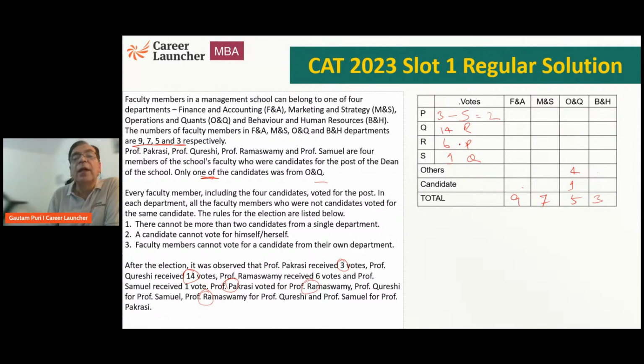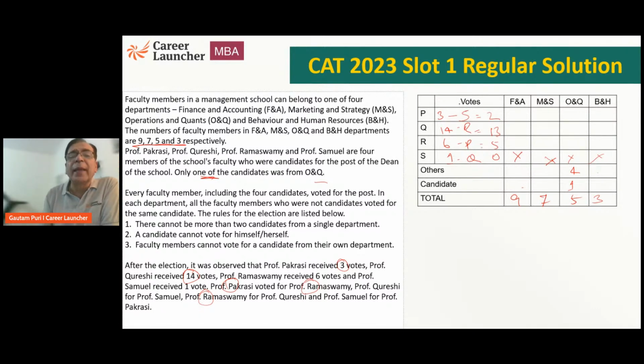So apart from this, there are 2 more votes which need to be given from the others. Similarly for Q, 1 vote is from Professor Ramaswamy and the remaining 13 votes will be from the non-candidates. Similarly for R, P has voted for R, and apart from this 1 vote, total votes are 6. So the remaining 5 votes will come from the non-candidates. And similarly for S, no votes. Good person, got no vote, our table becomes easy. Now you will start working on these tables accordingly.